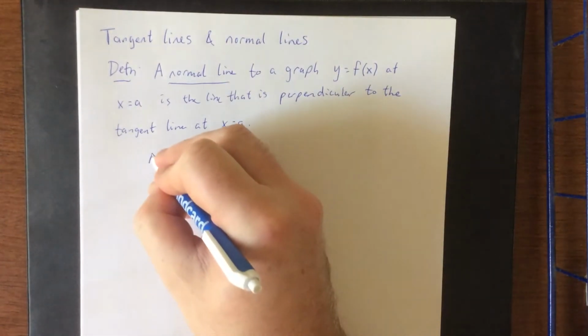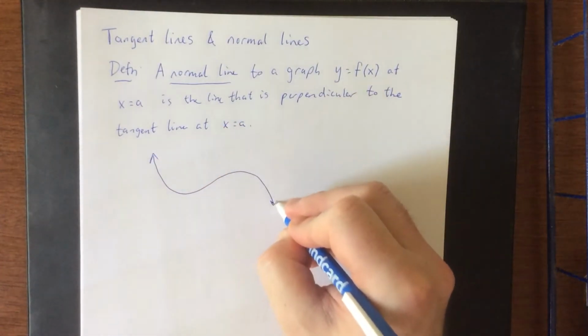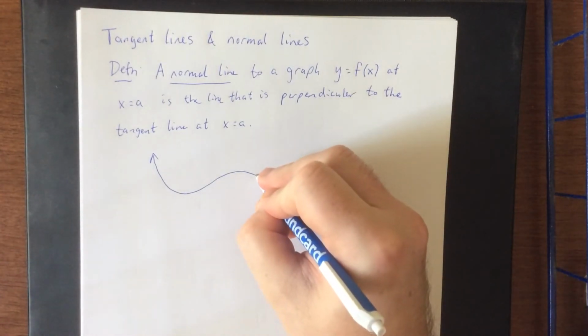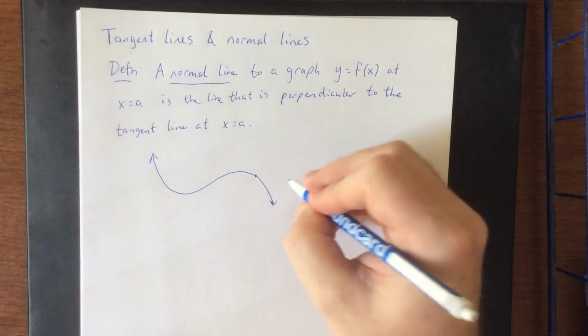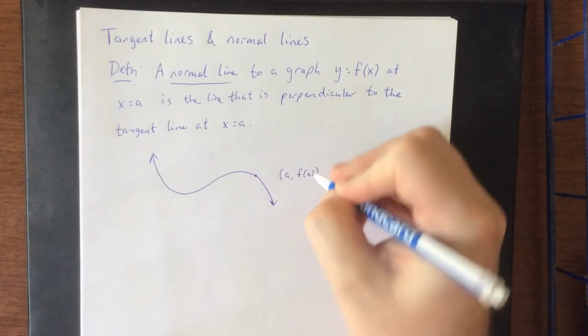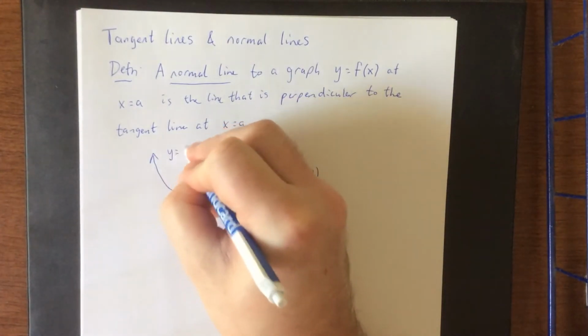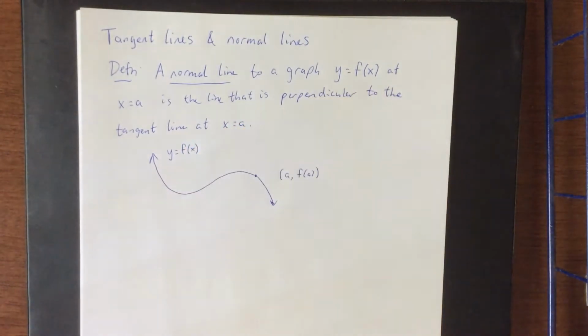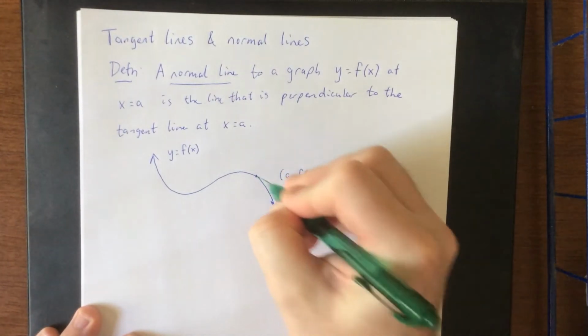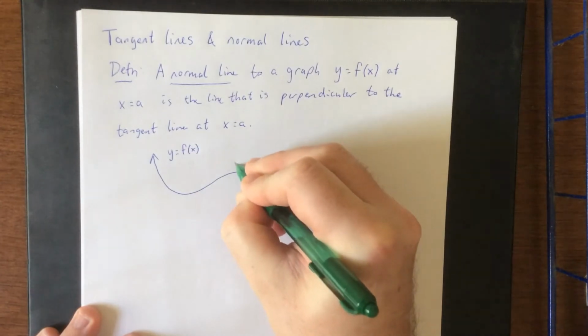So in the event that we have some sort of curve within the Cartesian plane like this, suppose that we wanted to isolate a value like this one right here. We'll say that this ordered pair is the ordered pair a comma f of a, and that this function is y equals f of x. If I were interested in the tangent line, it would touch the curve right at this point, but not actually pass through it.